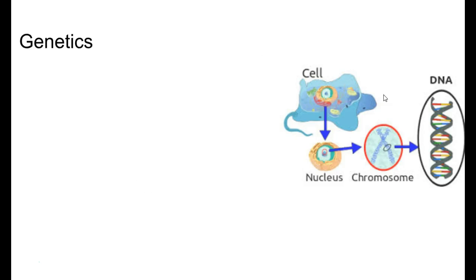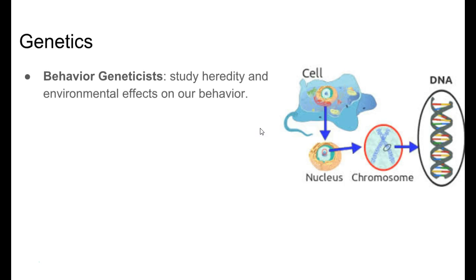Over here is a great diagram of your cell. Inside of your cell is a nucleus. Inside of that nucleus is a chromosome, and one little tiny piece of that chromosome is your DNA. And that's what makes you, you. Behavior geneticists are the ones who study this. They study heredity and how environment impacts or affects our behavior.